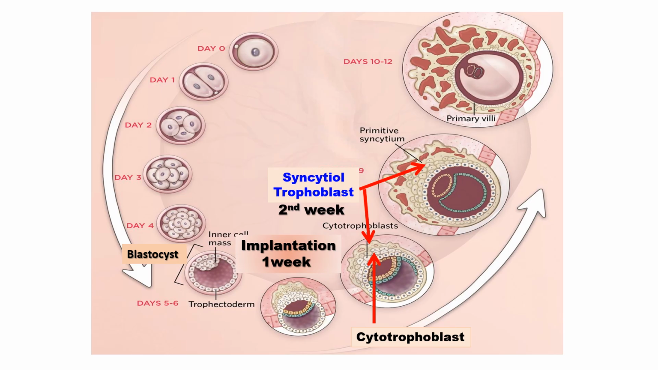Initially, it erodes the sinusoids or the venous system. Later, it erodes the uterine arteries, establishing uteroplacental circulation, which is established around the 10th to 12th day of intrauterine life.